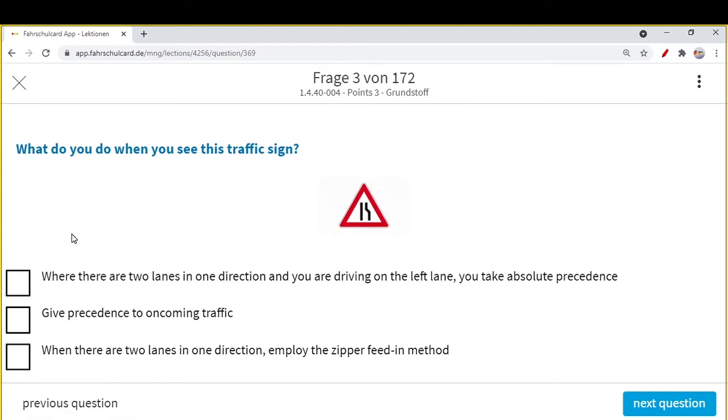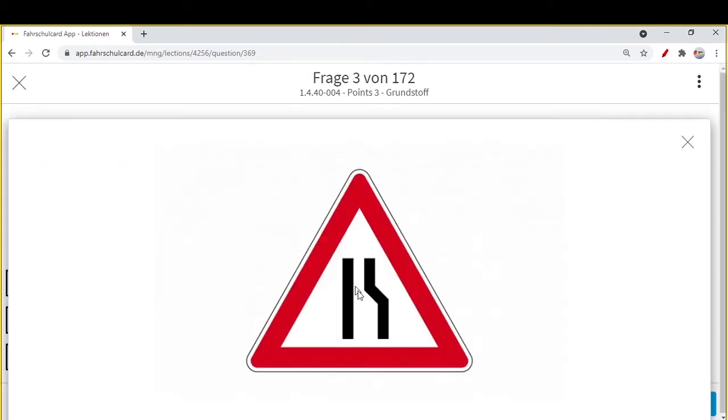Okay, let's move to the next question. So what do you do when you see this traffic sign? I will explain something here. There are actually two roads, like an incoming road and an outgoing road. So the oncoming road could be of two lanes, and the road on which you are traveling in this direction could also be of two lanes.